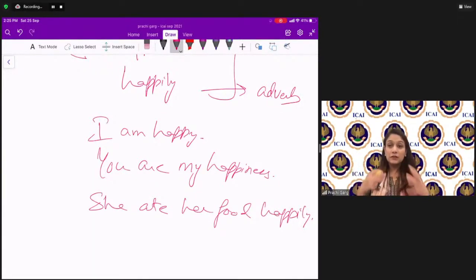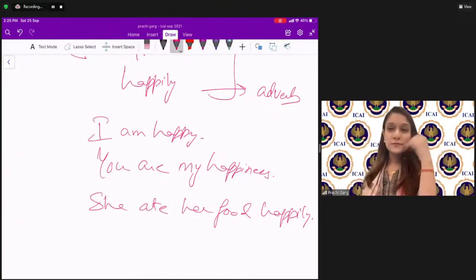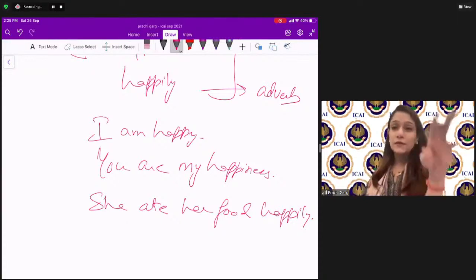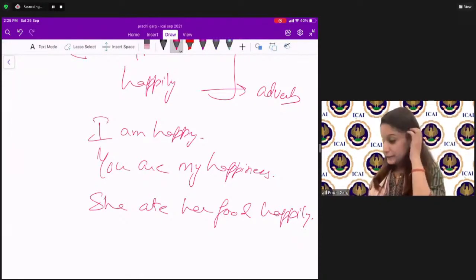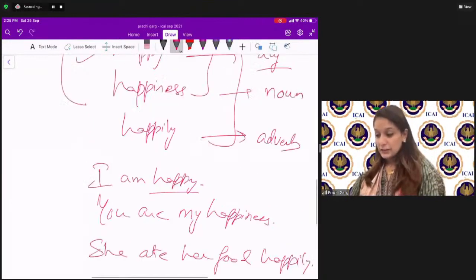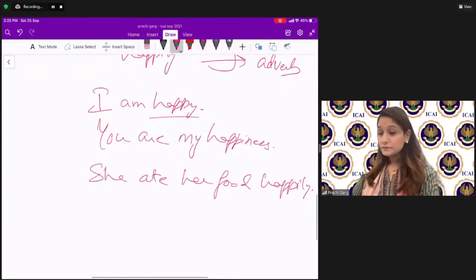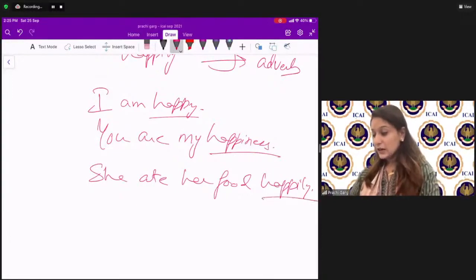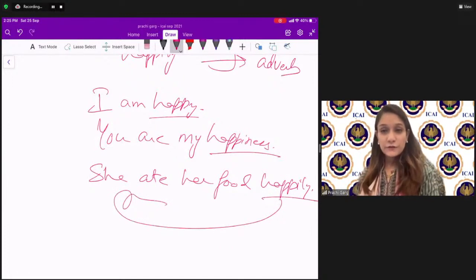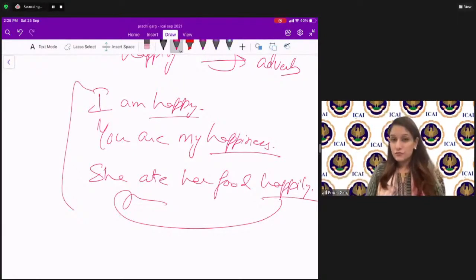So if you know about prefixes and suffixes, and if you know how to use them with any particular word appropriately, you can make so many words, right? This is just one basic example that we have given you, but you can do it differently. I am happy is the feeling that I'm expressing here. Happiness is a noun because I'm calling somebody my happiness. And she ate her food happily. I am modifying the word ate here. How did she eat her food? Happily, right? Clear? So this is what prefix and suffix do.